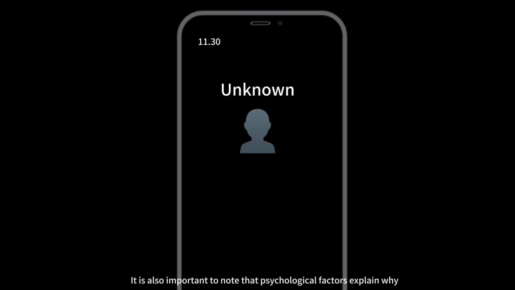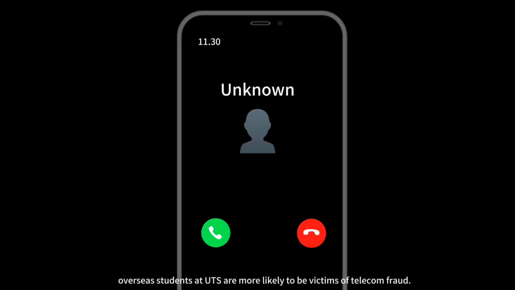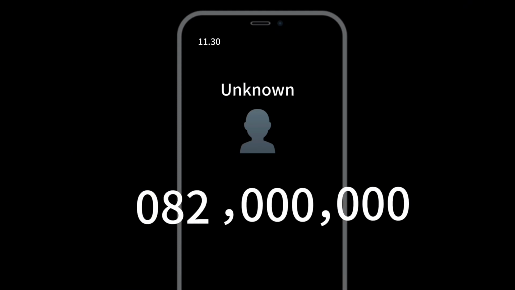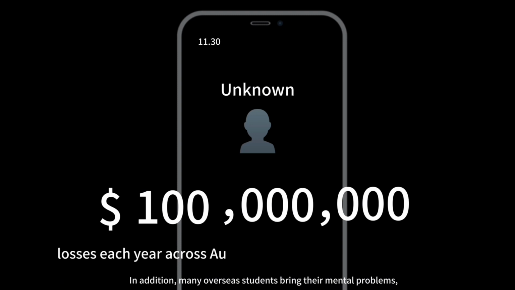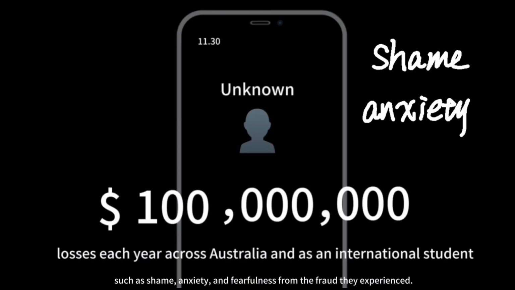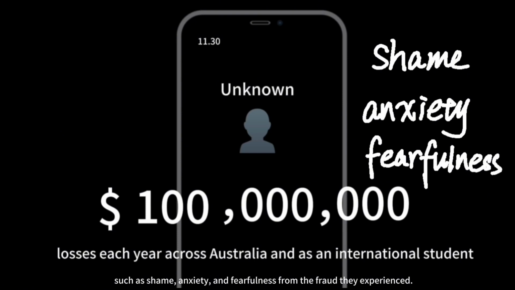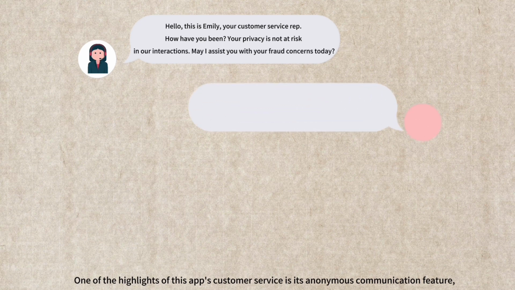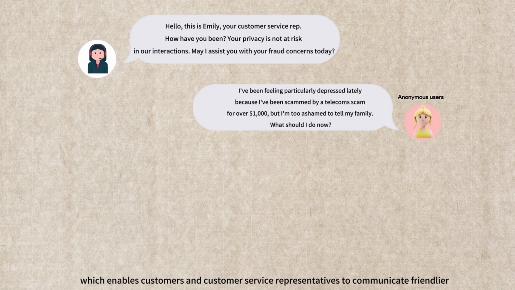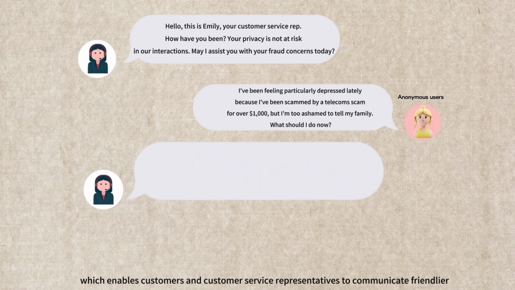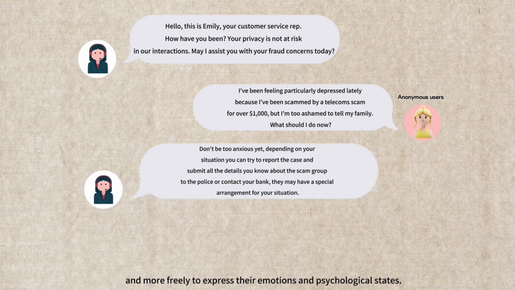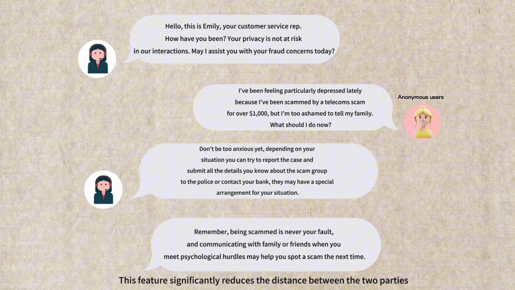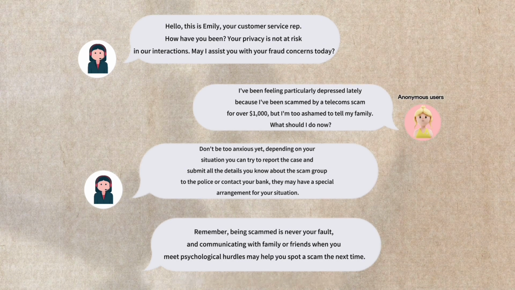It is also important to note that psychological factors explain why overseas students at UTS are more likely to be victims of telecom fraud. In addition, many overseas students bring their mental problems, such as shame, anxiety, and fearfulness from the fraud they experienced. One of the highlights of this app's customer service is its anonymous communication feature, which enables customers and customer service representatives to communicate more freely and express their emotions and psychological states. This feature significantly reduces the distance between the 2 parties and helps them feel closer to one another.